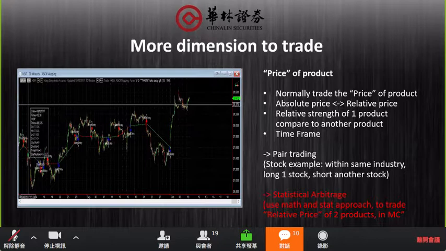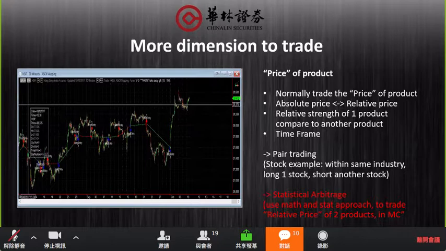So you can see there's more than just a dimension you can trade. If you trade just price, you have a different strategy. You have a trend following trading strategy, you can have a counter trend trading strategy, or you can have mean reversion. However, you can look at more than just one price of the product. You can look at the price difference of the products. So you have the relative price to trade. Also, you can refer to different time frames.